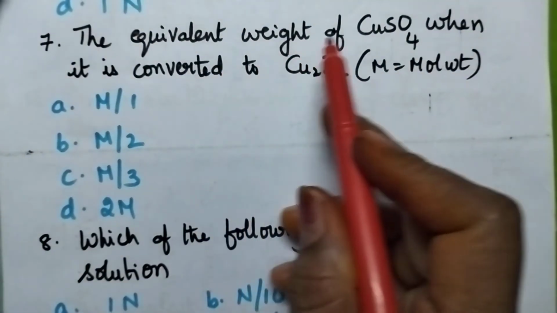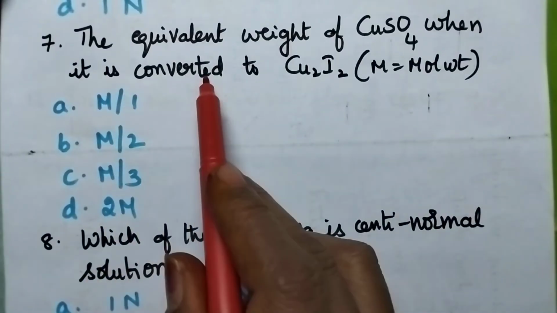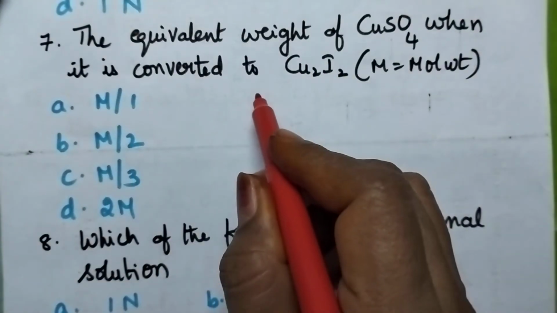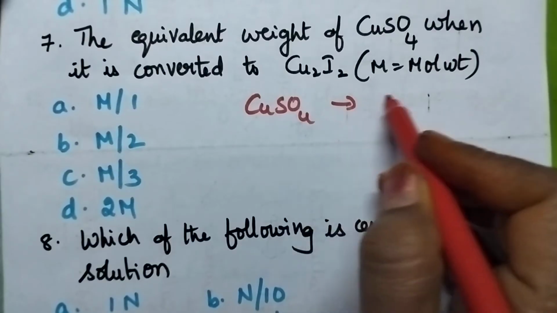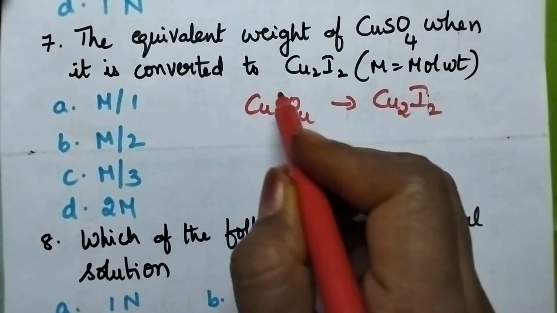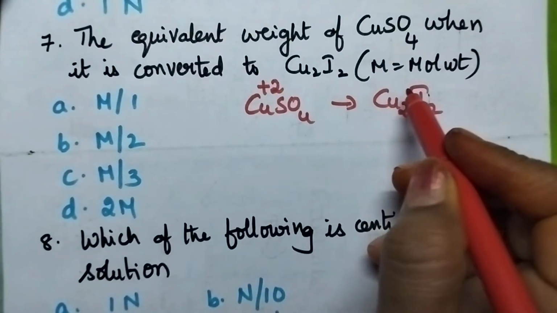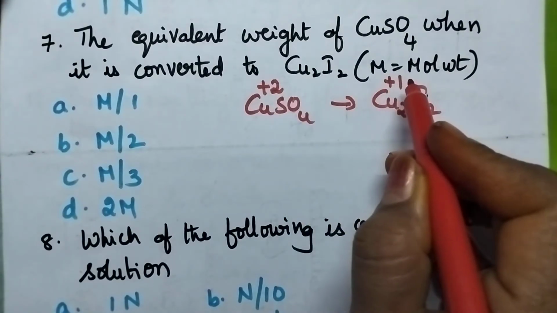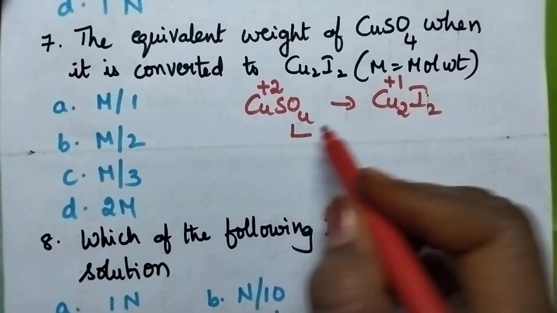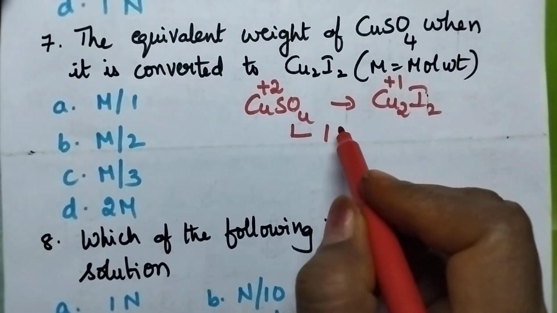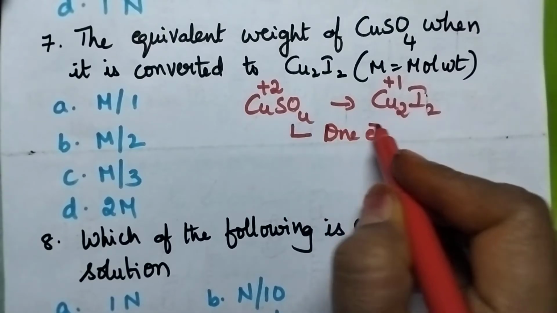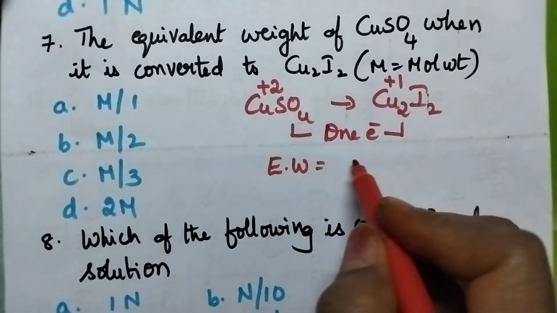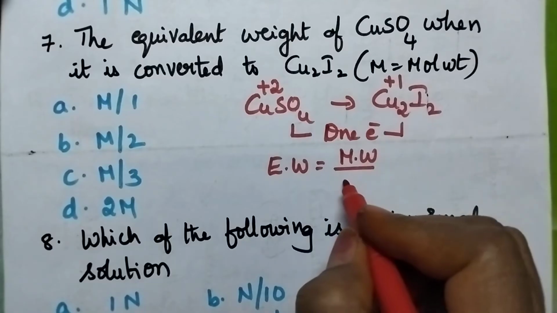The equivalent weight of copper sulfate when it is converted into cuprous iodide is. So here copper sulfate is converted into cuprous iodide. That means here the copper is present in +2 oxidation state and that is converted into cuprous iodide, meaning here the copper is present in +1 oxidation state. Here 1 electron is gained. So how many electrons are gained? 1 electron.